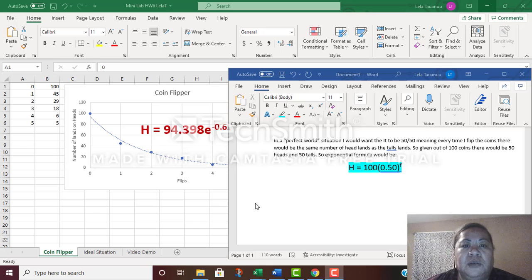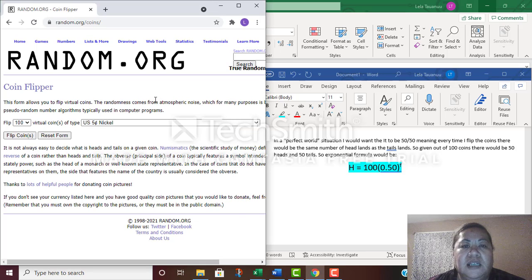We were to go to random.org, which is this website here, choose the coin flipper, and then start with 100 coins and flip the 100 coins and count the amount of heads that we got versus tails. And then that number of heads that we got, we were to flip that amount of coins on the next round and then count how many heads on that. And we were to do that for 5 solid rounds.